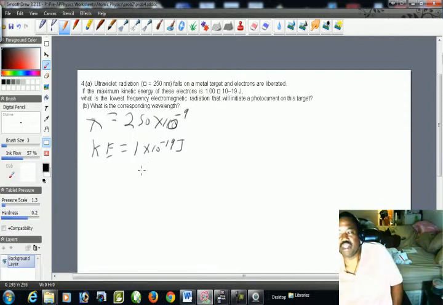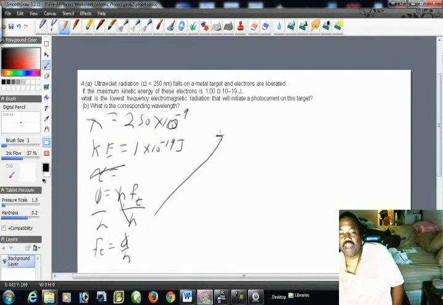So that means we're trying to find the threshold frequency for this problem. You know phi is equal to h f_T, right? So dividing by h, f_T turns out to be phi over h. Now come back up here and recall that E photon is equal to max KE plus phi. So you need that work function.